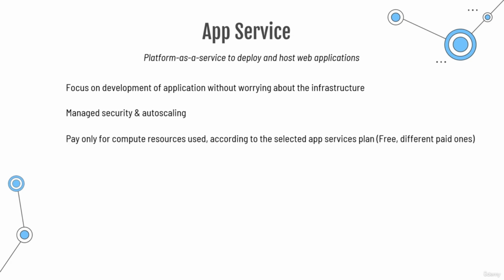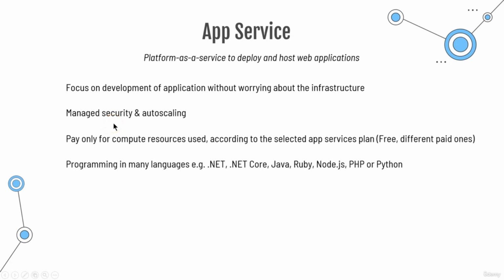So as we know it, we only pay for what we are using, and this depends on the selected app service plan. There's a free plan also, which is more for testing and development, because the compute time we have is only about an hour per day. So this is very limited, but there are also multiple paid ones. And if we choose the paid ones, we also have the auto scaling option. So everything is managed and we can just focus on the development.